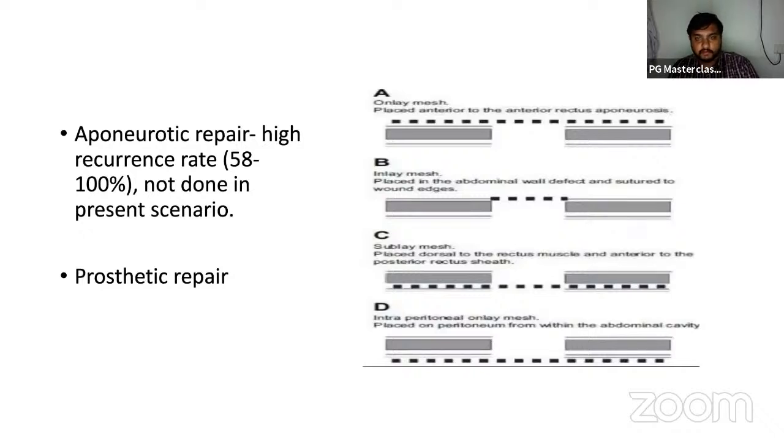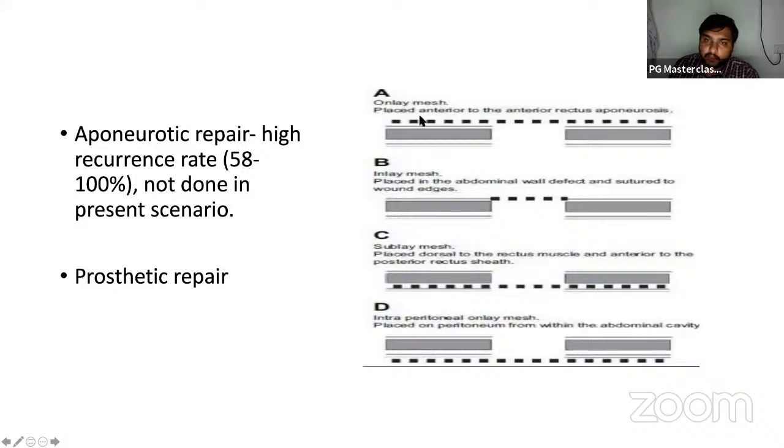Aponeurotic repair or simple fascial closure has a very high recurrence rate. Within 1 year, mostly 58 to 100% of the patients will present with recurrence. So it is not done in the present scenario. Prosthetic repair is the ideal method. Here I have shown the way in which prosthetic repair can be done.